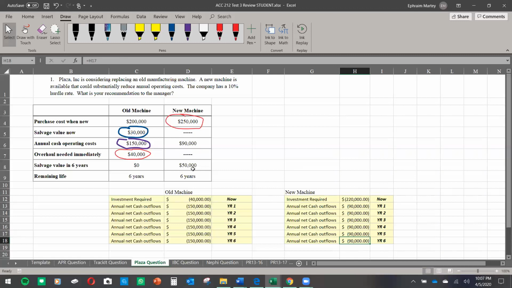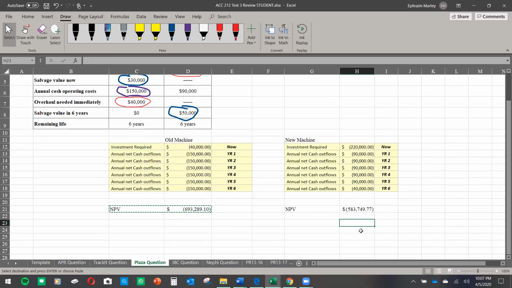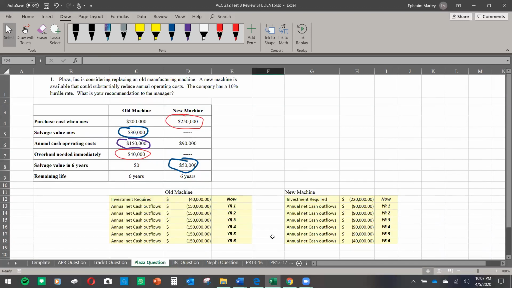Notice that at the end of the year, the salvage value of the new machine will be 50,000. So we'll get that money back at the end of the year, which will reduce our cost. So we have plus 50,000 here. If I copy and paste the NPV formula here, that computes our net present value of 583,749. Great.